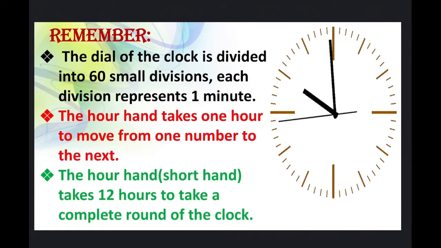Children, remember that the dial of the clock is divided into 60 small divisions. Each division represents 1 minute. The hour hand takes 1 hour to move from one number to the next. The hour hand, which is also known as short hand, takes 12 hours to take a complete round of the clock.